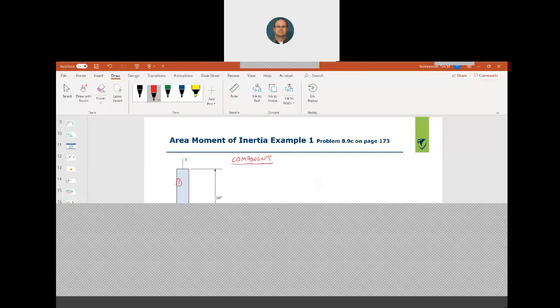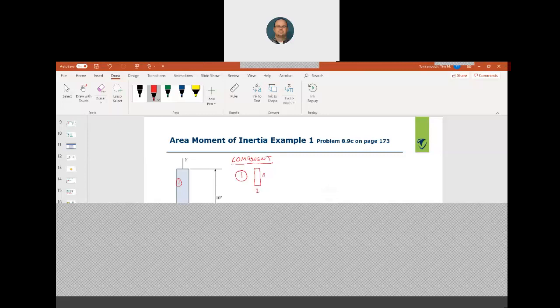So component 1 is this guy, right? So how big is that guy? It's 8 by 2, right? Because I got to subtract 2 inches. So 8 inches by 2.